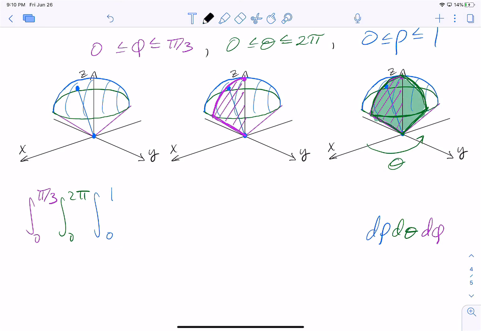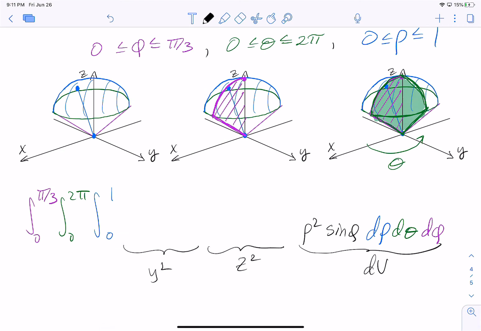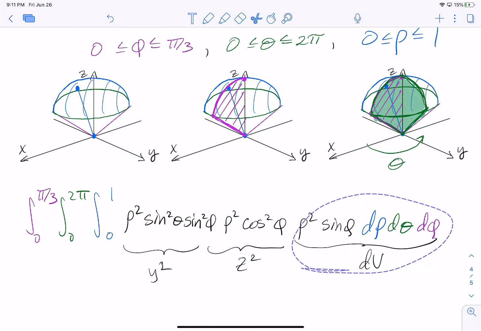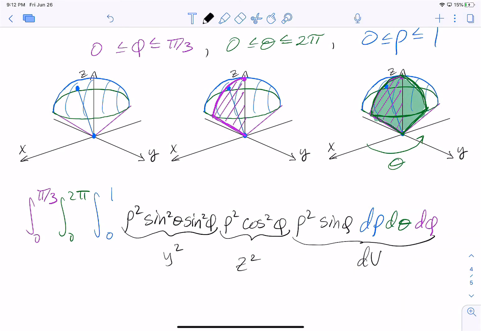Our dv, remember, includes rho squared sine phi. So all of that is our dv. And now we need a y squared and a z squared. Remember, y is rho sine theta sine phi, so y squared is rho squared sine squared theta sine squared phi. Z is rho cosine phi, so z squared is rho squared cosine squared of phi. Yay, we fit it all in. Let me just adjust this a little bit. And now that's our integral.